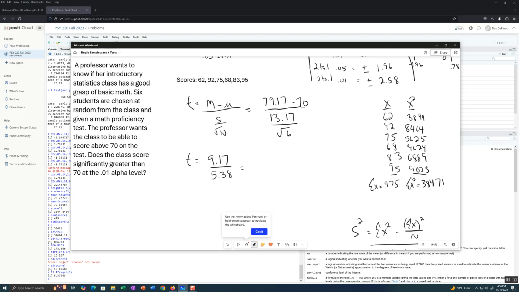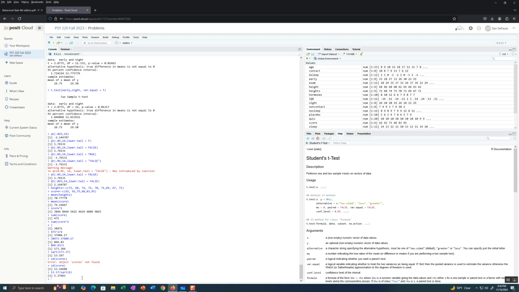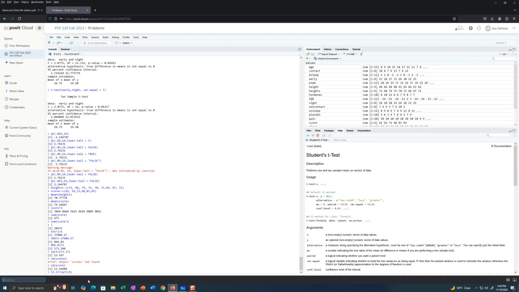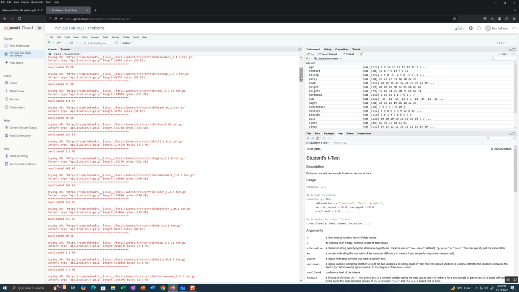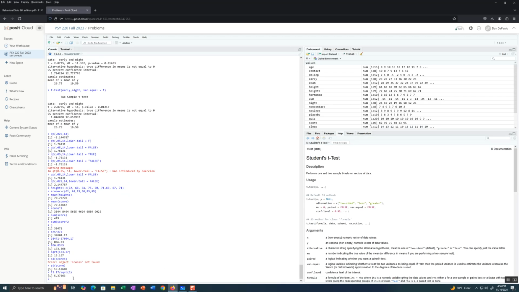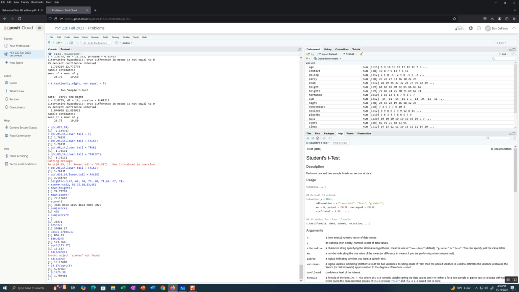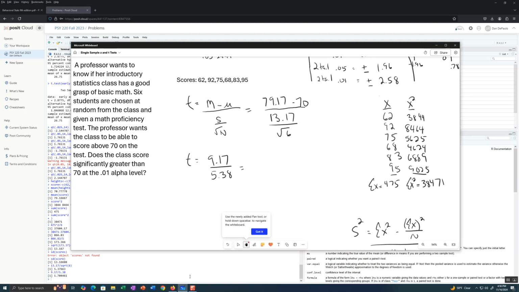So let's do that. 9.17 divided by 5.38. Uh-oh, what happened? 9.17 divided by 5.38 is 1.70 rounded to two decimal places. That is our t value.